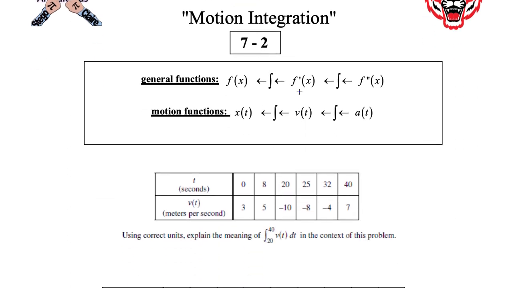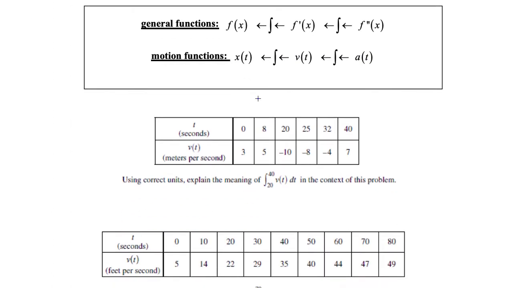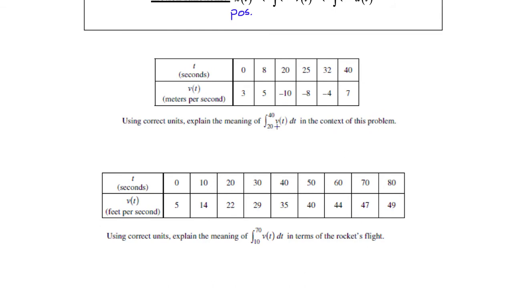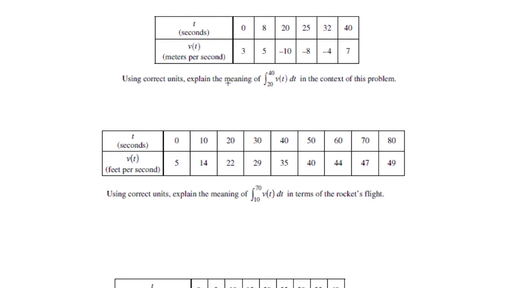So remember that if I take the second derivative and take the integral, I go to the first derivative, take the integral again, I get to the original function. Acceleration, the integral of acceleration is velocity, the integral of velocity is position. And I guess I can say that this is position right there. Okay, so using correct units, we're going to explain the meaning of this in the context of the problem. So again, you should always be saying total change in whatever.